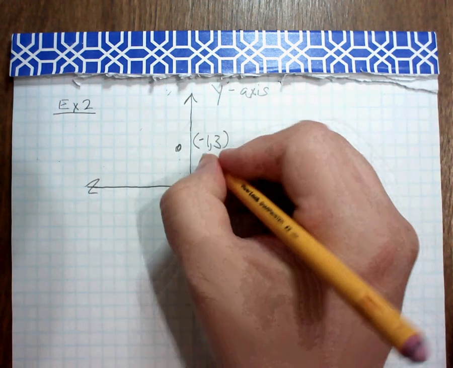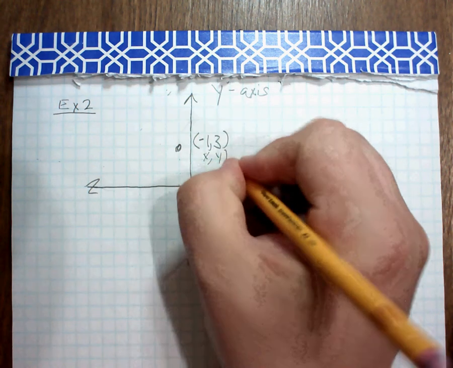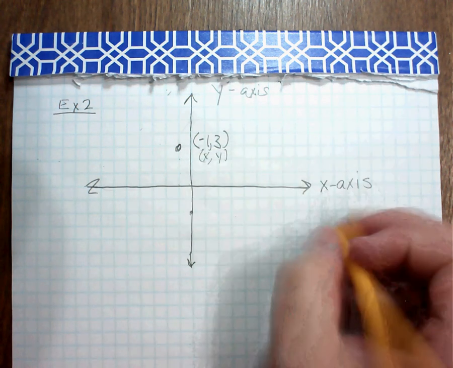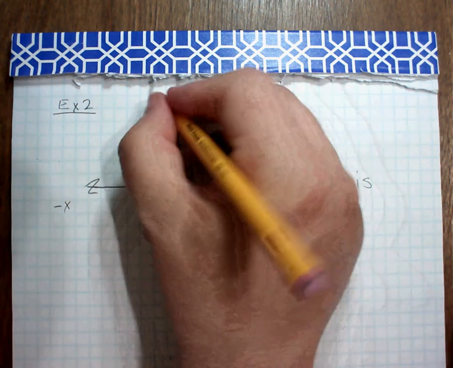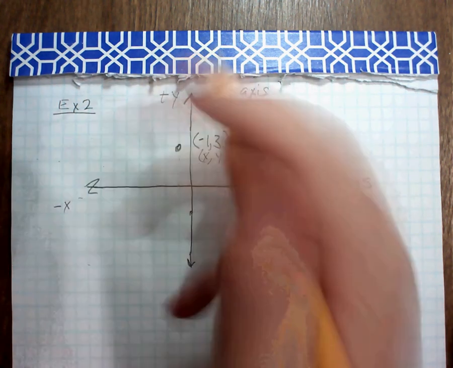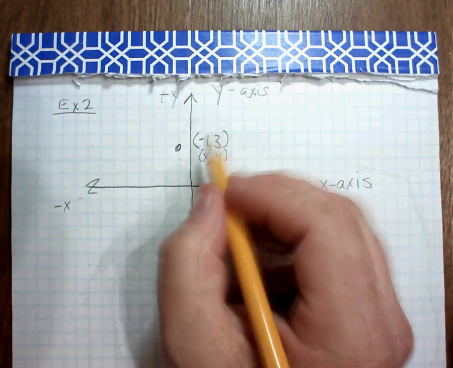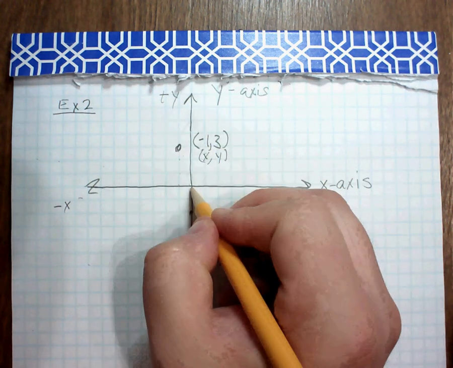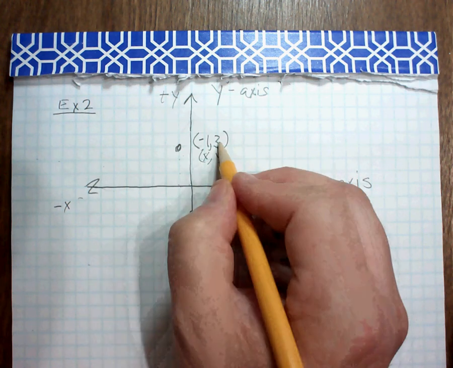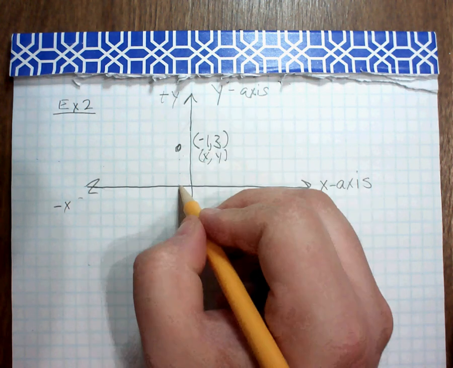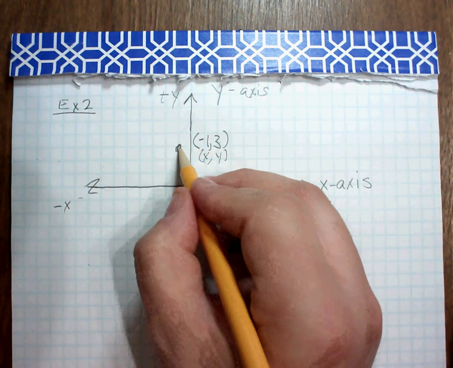Remember, this is the x and this is the y. This is the positive x direction, this is the negative x direction. This is the positive y direction, this is the negative y direction. So because this is negative, we start at the origin and we go over 1 unit to the left. Now because the y value is positive, that means we're going to go up 1, 2, 3.